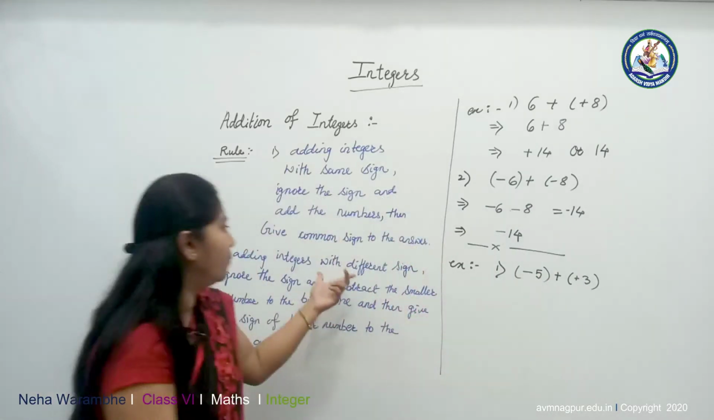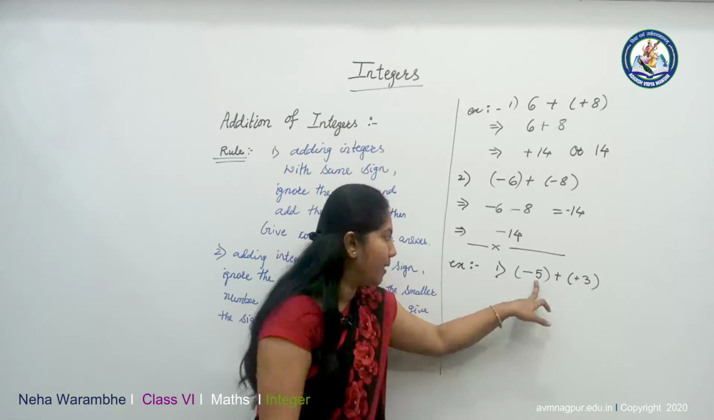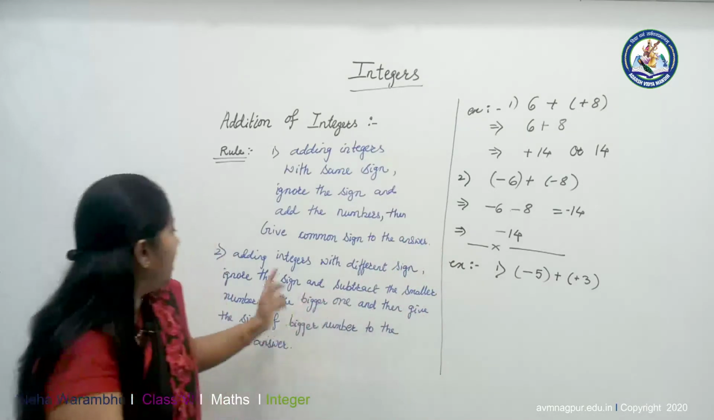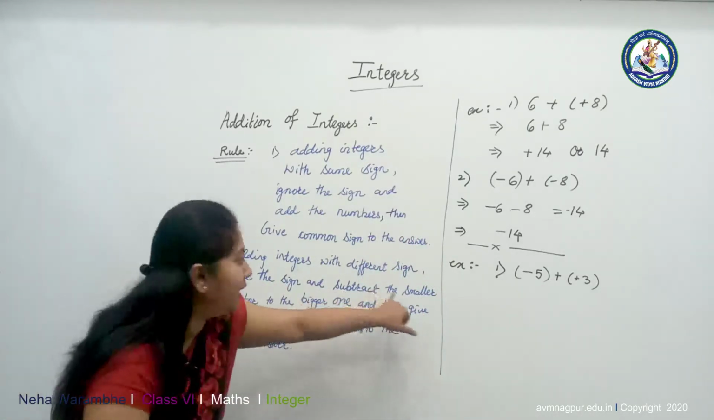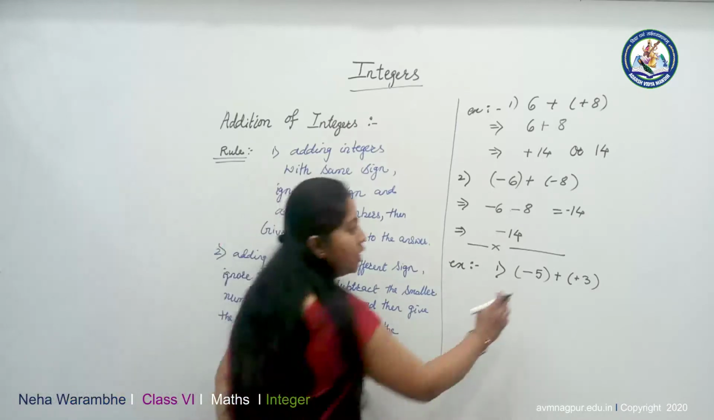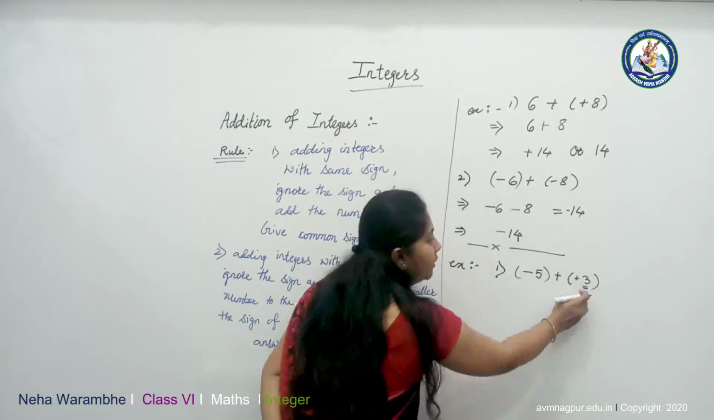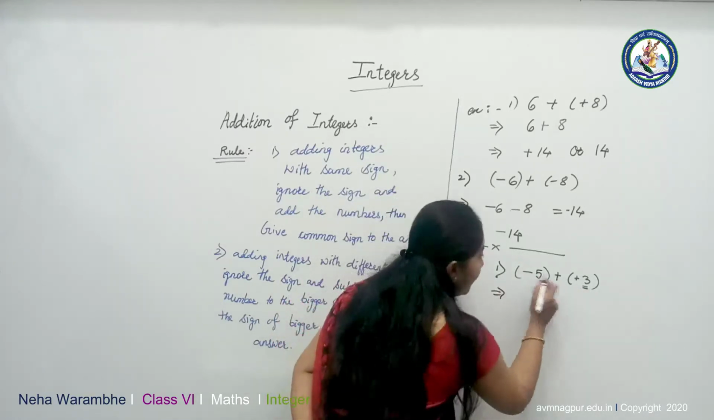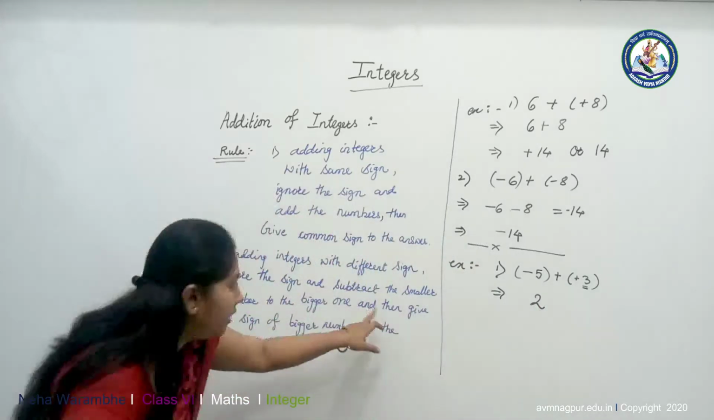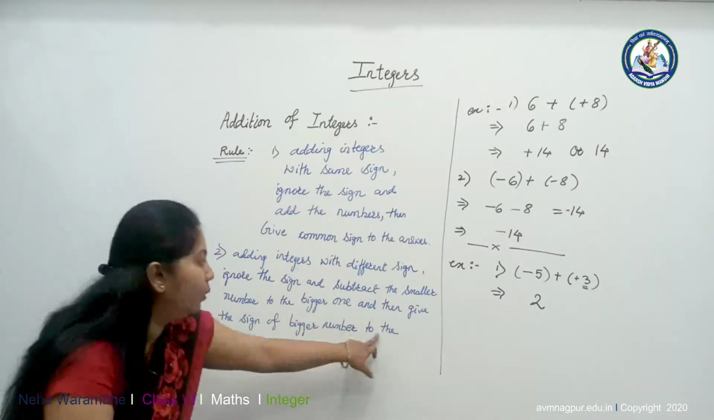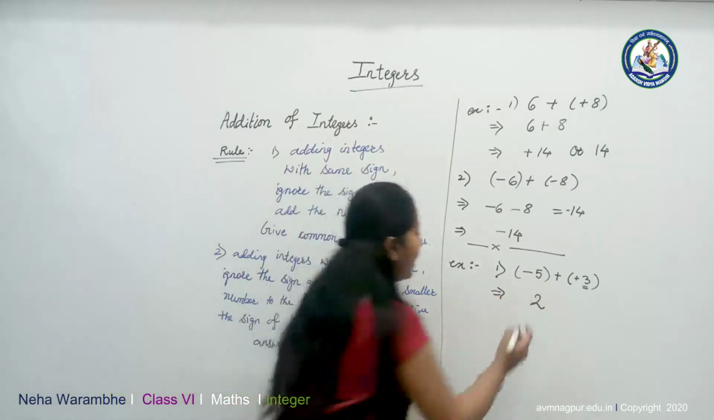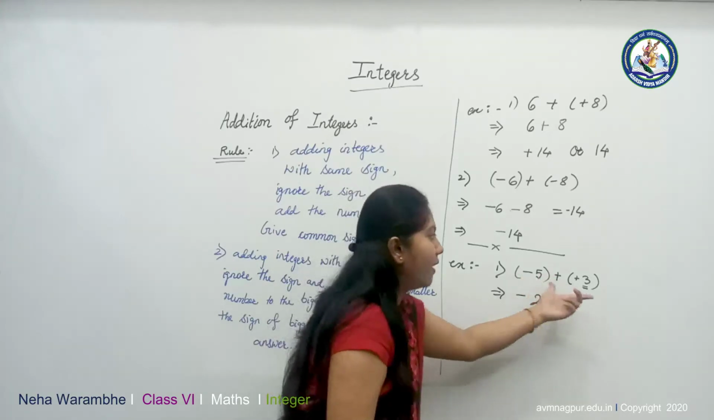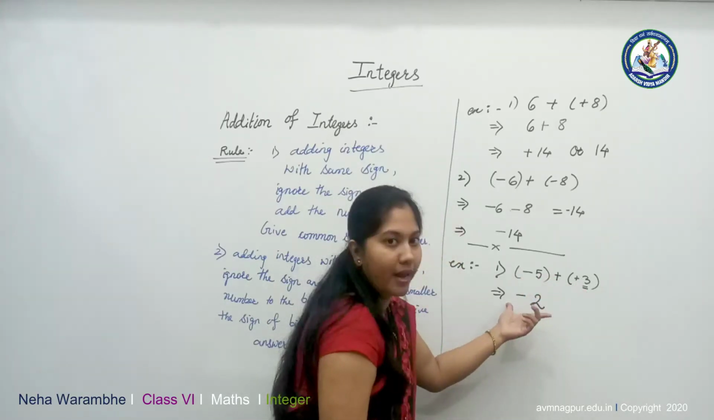When adding integers with the different sign, the first integer 5 has a minus sign and the second integer 3 has a plus sign, which means different signs are there. The rule is ignore the sign, and then subtract the smaller number from the bigger one. Subtract this 3 from 5. 5 minus 3 is 2, and then give the sign of the bigger number to the answer. The bigger number has a minus sign, so I put minus to the answer. Therefore the answer is minus 2.